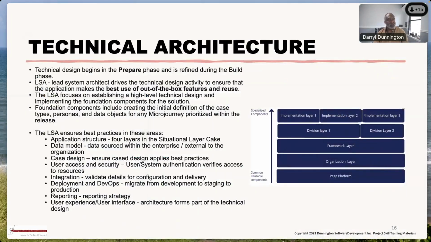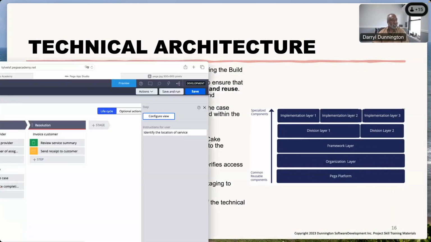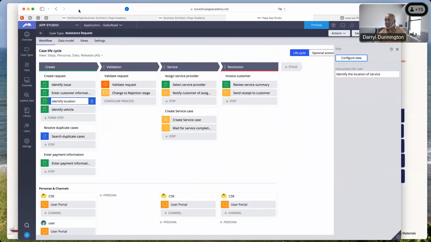So from a very technical perspective, now we talk about this whole thing about the situational layer cake. And I showed you the 4 layers that we have. The Pega platform, everything is built on the Pega platform. Now, I don't remember if I showed that to you, but let's just go ahead and walk through this. Just remember this. This is a general pattern that applications are built on in Pega.